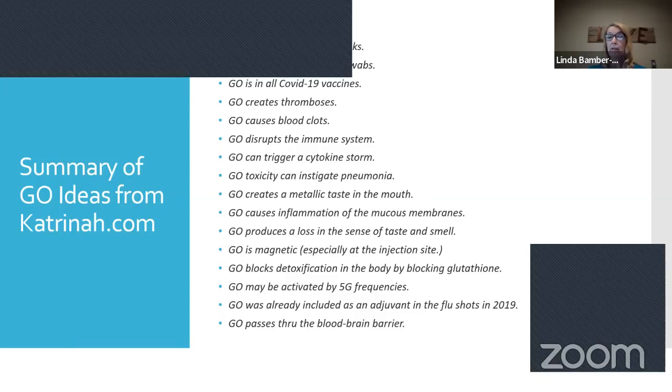Some of these we've already read on the last chart, but it's magnetic. There is a possibility of the magnetic. And we have seen pictures. Those have been off the internet as much now, but in the height of 2.5 to 3 years ago, when we had a virus possibility going around, there were lots of pictures of people who had magnetic problems, especially at the injection site. Again, what about the 5G frequencies? And it can pass through the blood-brain barrier.